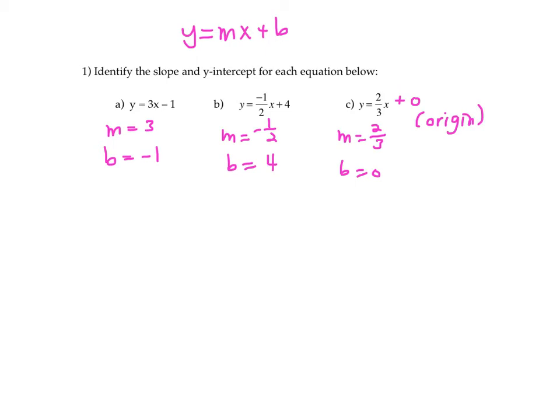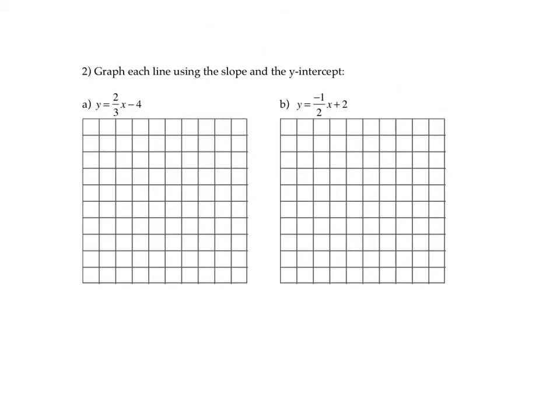All right, now let's practice some graphing. In number 2, it says graph each line using the slope and the y-intercept. The first thing we would like to do is put the y-axis. So draw a line right down the middle of your graph. Label that with the y-axis. And draw a horizontal line for the x-axis. And now we can start our graph.